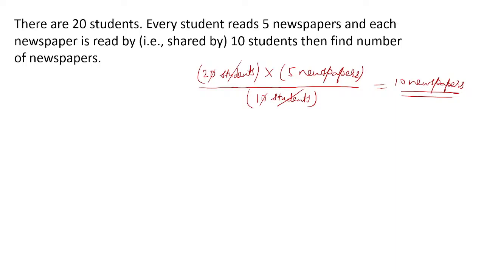See, the total would have been 100. Every student reading 5 newspapers, 20 students, 5 newspapers, 100. But the point is, every newspaper is being shared by 10 students also. So overall, it is 10 newspapers. I suppose this is good.